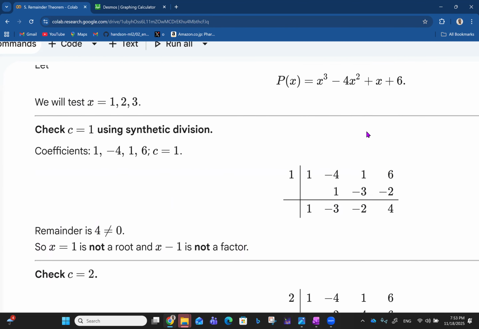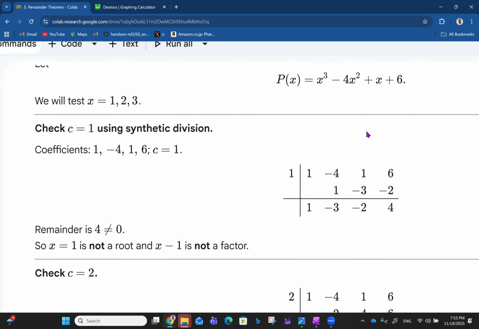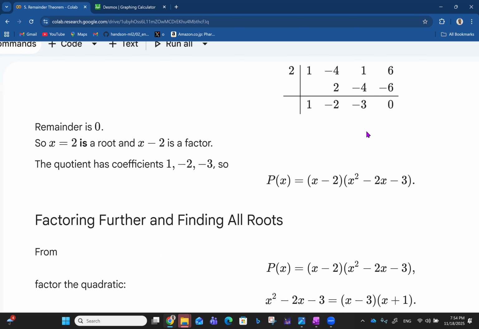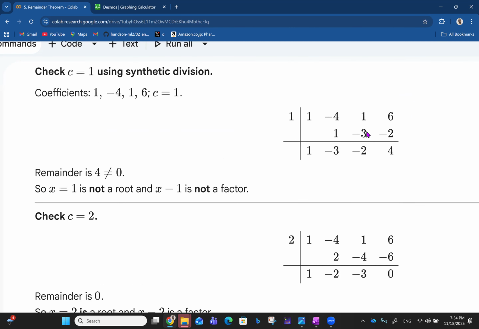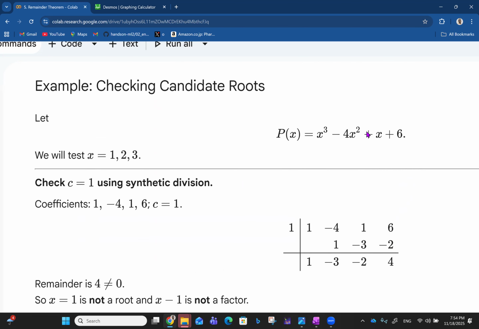So you can also try minus 1, right? For me, I would try minus 1. Okay, so here I've tried 1. We can also try minus 1. So we have x cubed minus 4x squared plus x plus 6. So this simply means x minus 1 is not a factor.